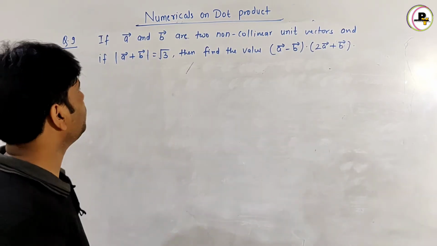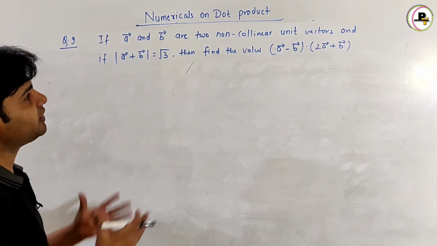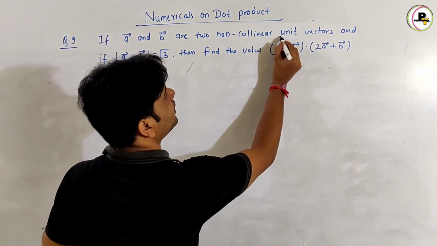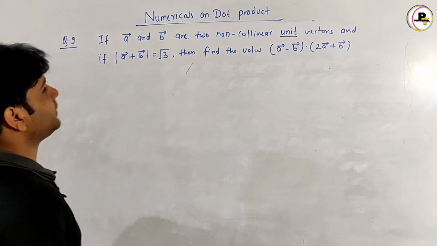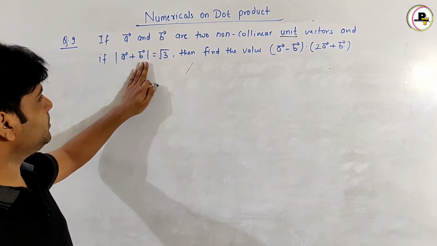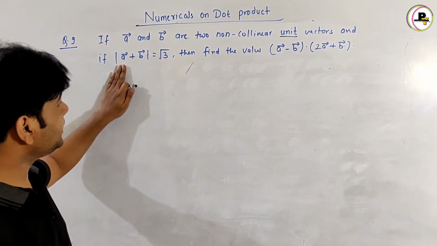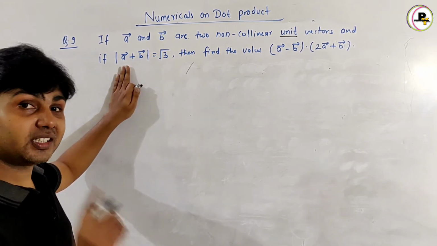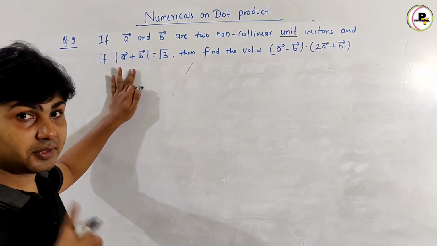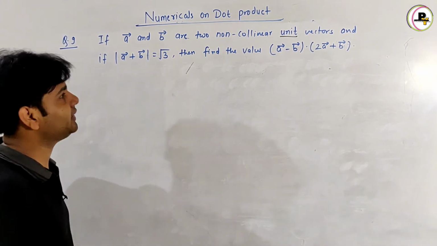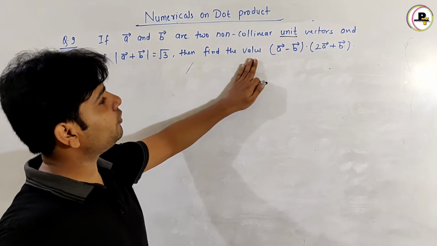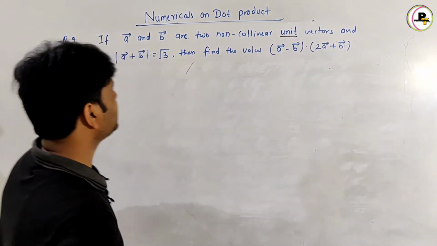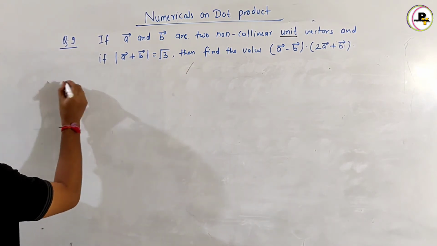So question number 9 is what? If a vector and b vector are two non-collinear unit vectors, remember these two are unit vectors, and mod of a vector plus b vector, that is mod of unit vector a plus unit vector b, is equal to root 3. It is given in arrow form, but both are unit vectors. Vector a and vector b both are unit vectors. You have to keep in mind. Then find the value of a vector minus b vector dot a vector plus b vector. So let's solve this question.